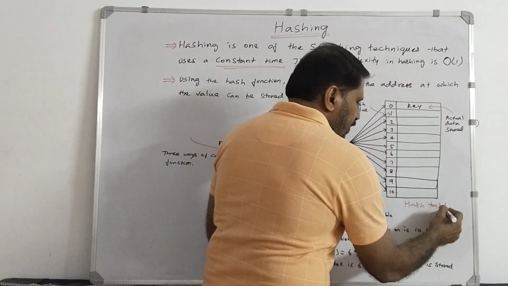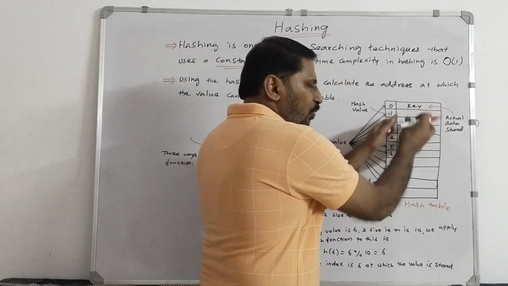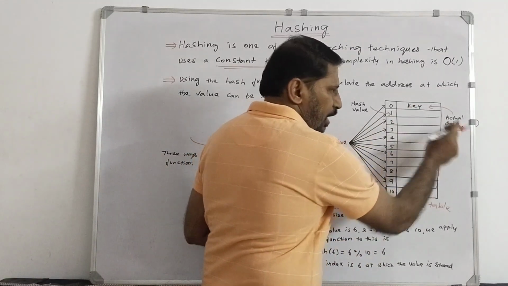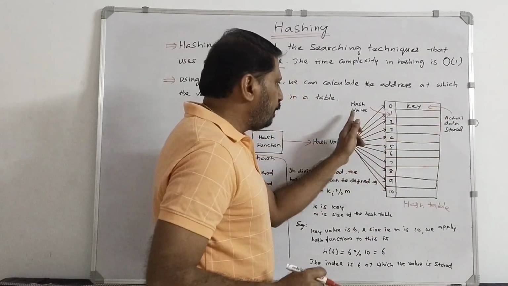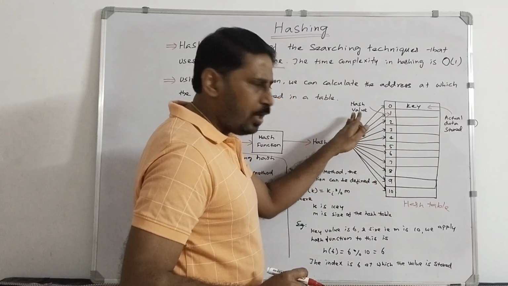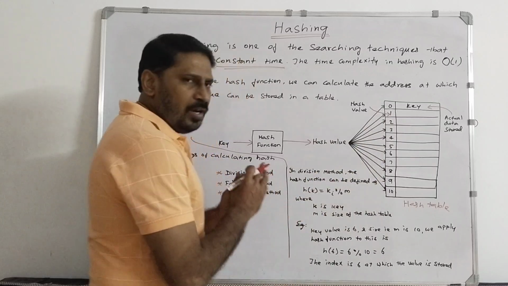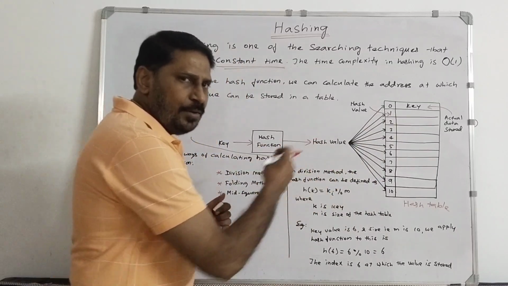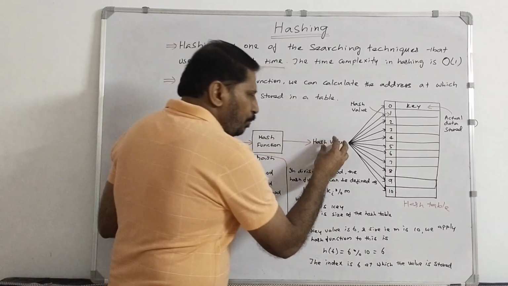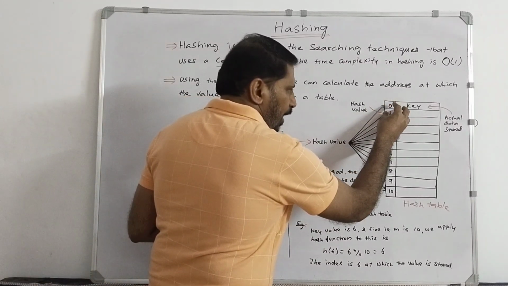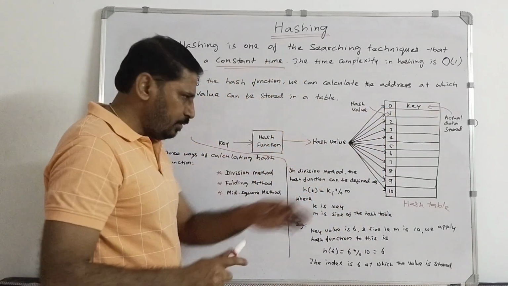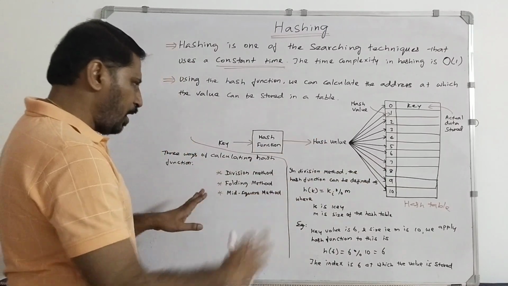In that hash table, each actual data item is stored as a key, and each left-hand side value we call a hash value. Through this way we are storing the data in the hash table. We take the actual value, apply the function to make the hash value, then go to the hash table and store the actual data there. So this is the idea.